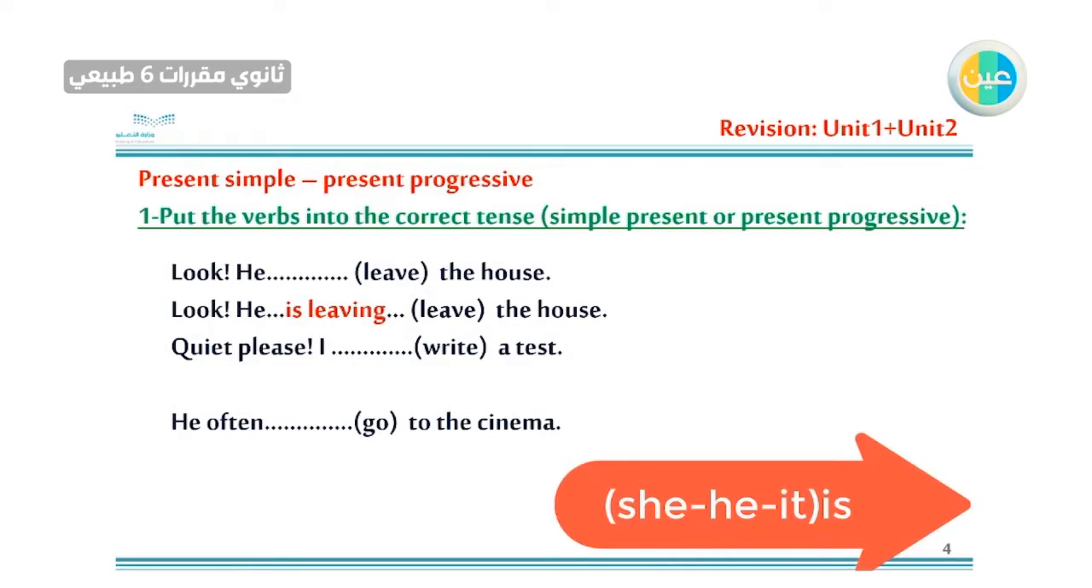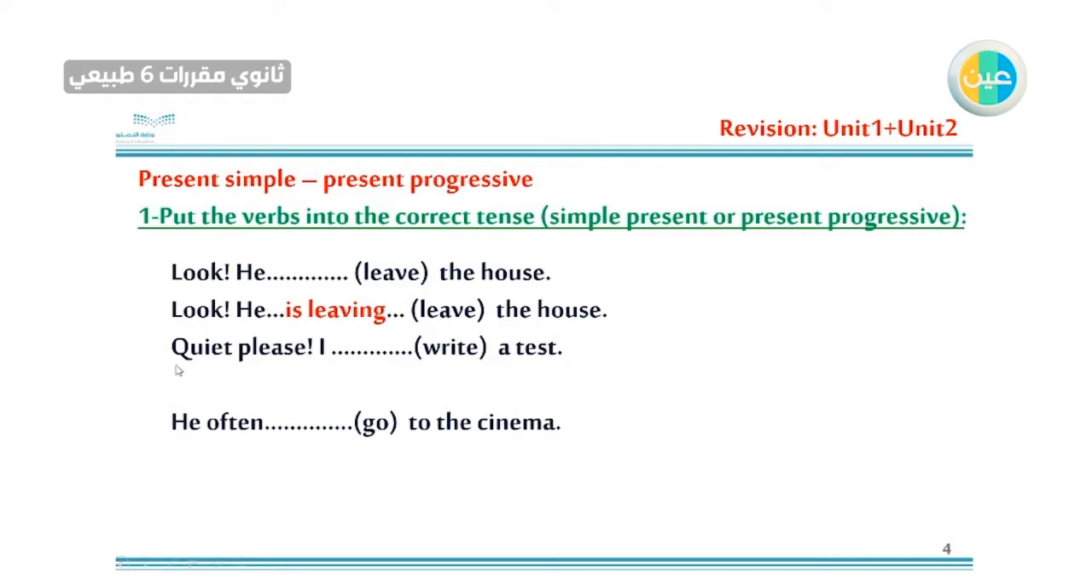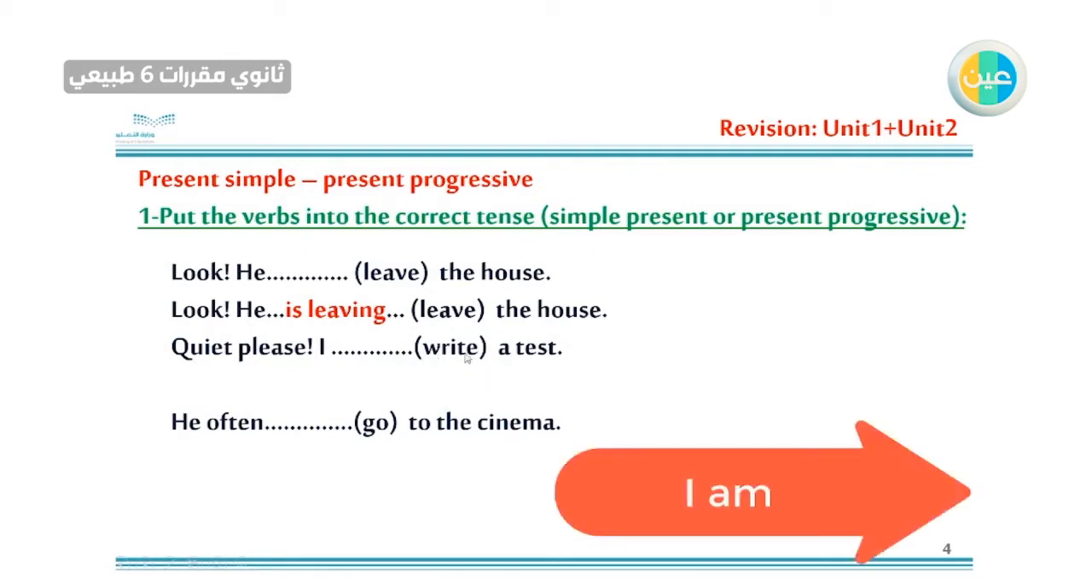Quiet please. I write a test. Quiet please. So, we are talking about something happening now, which is writing a test. So it's present progressive. Again, what is the rule? Subject, then helping verb, then the main verb, and we will add ing to the main verb. So what is the suitable helping verb for I? Good job. Am. I am writing.